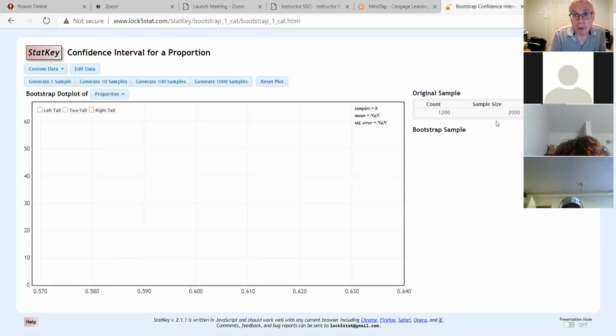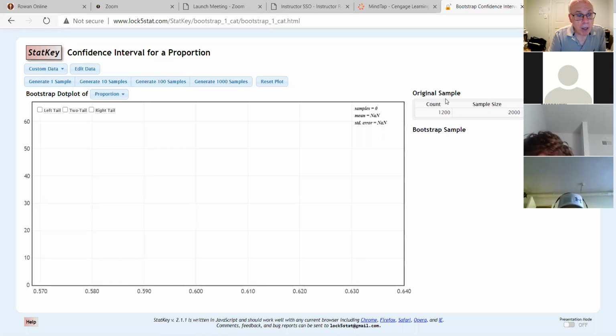Notice that if you take 1,200 and divide it by 2,000 in the original sample, your sample proportion is 0.6. So 60% or 0.6 is the proportion of people in the original sample who said they would vote for candidate A. So that's the original sample.